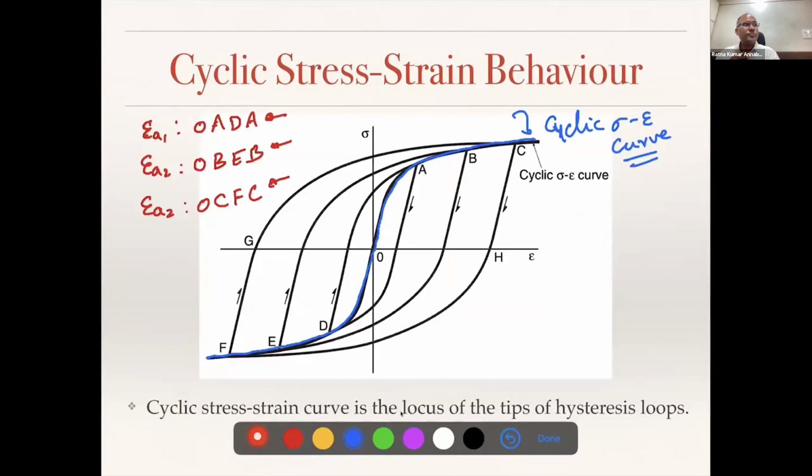Is that clear? Sir, one small question here. For the first cycle, it will pass through O, but for the second cycle, it's not going to pass through O, right? No. I am doing 3 different experiments. If I am doing the first experiment with epsilon A1 as my strain amplitude. Got it, sir. Now I got it. Any other questions? All right.